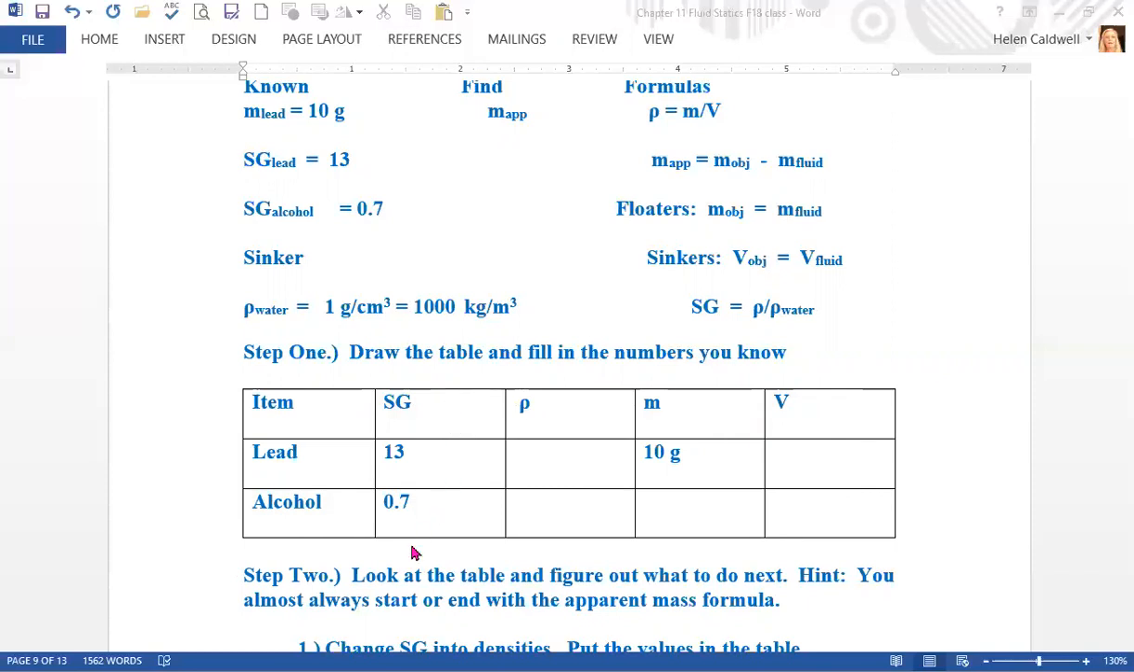Because you know specific gravity, you can convert specific gravity into density. In some problems, you're not going to have to mess with specific gravity. They'll give you the densities, and you can just leave out this column on specific gravity. But they've given us the specific gravities. We need to find the densities. So to find the densities, we remember that specific gravity is density divided by the density of water, and we know the density of water. So we can do that.